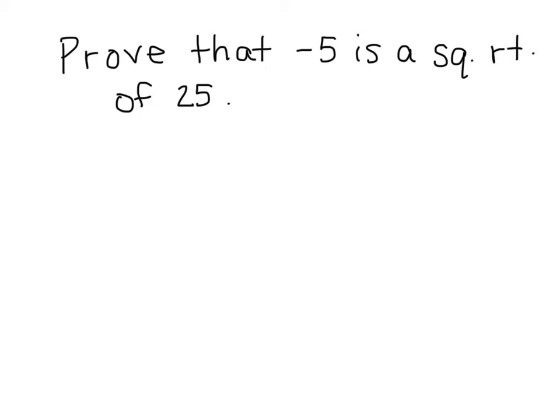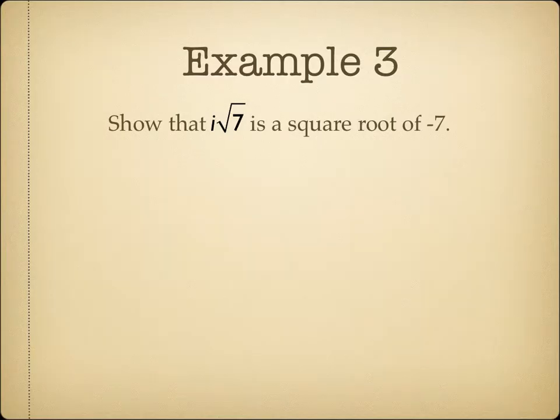Good. Yeah, that's what it means to be a square root, right? Is if you square it, it should turn back into the number. So the way I would prove that is I would take -5 and square it and show that it equals 25. Okay, that's how I would prove that something is a square root. So now knowing that, let's say show that i square root of 7 is a square root of -7. What am I going to do to this? Square it and show that it comes out equal to -7.